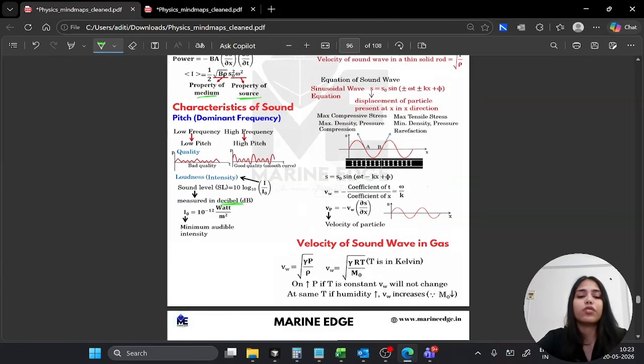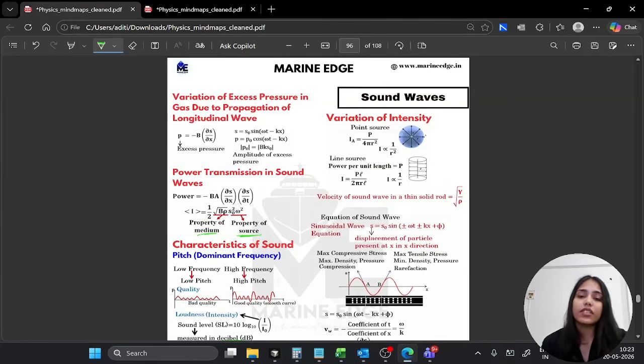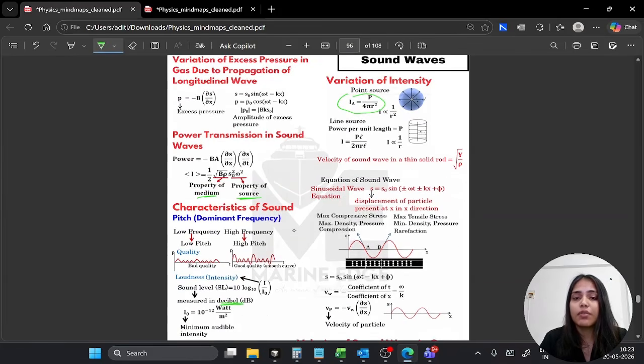Okay. Now, moving forward, variation of intensity. If it is starting from here, the intensity of the sound wave gets reduced as you go further and further. And the formula for intensity is P upon 4 pi r square. Okay. Now, power per unit length. This is again the same thing. That is again intensity, P_L upon 2 pi r L. This is for a cylindrical system.